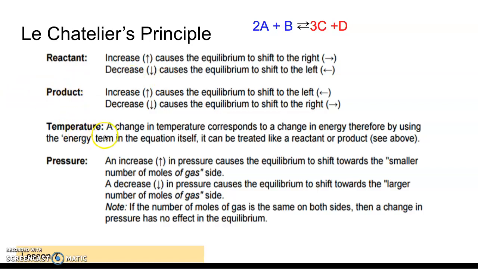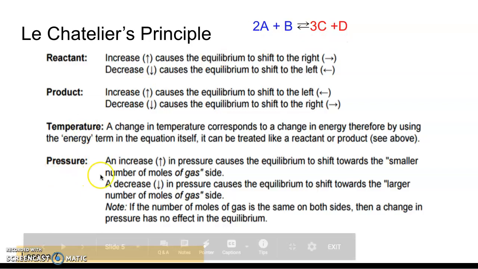And then when we talk about temperature, that's something that's also going to add stress to the equilibrium. So we treat temperature as if it was a product. Temperature can be added as a reactant, and that type of reaction is an endothermic reaction. And it also can be thought of as a product, and that's an exothermic reaction. And I'll show you what that looks like.